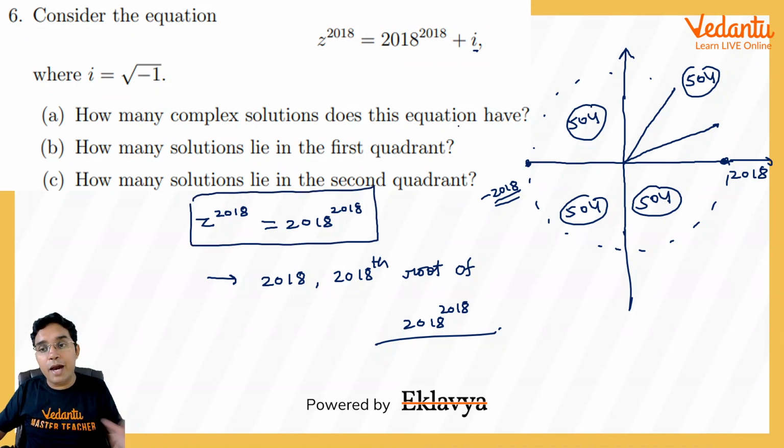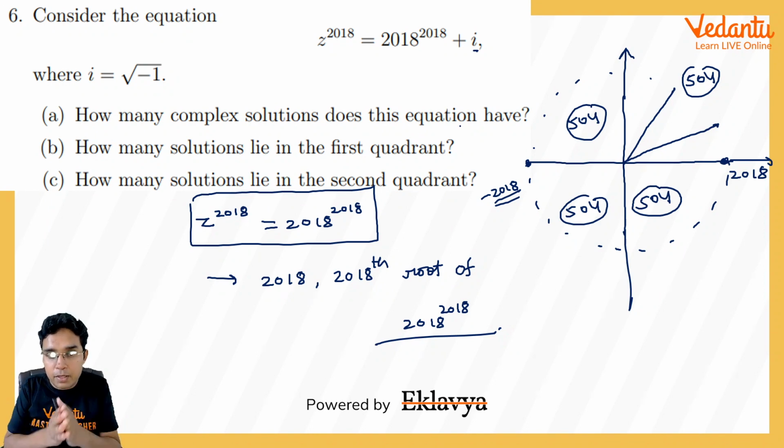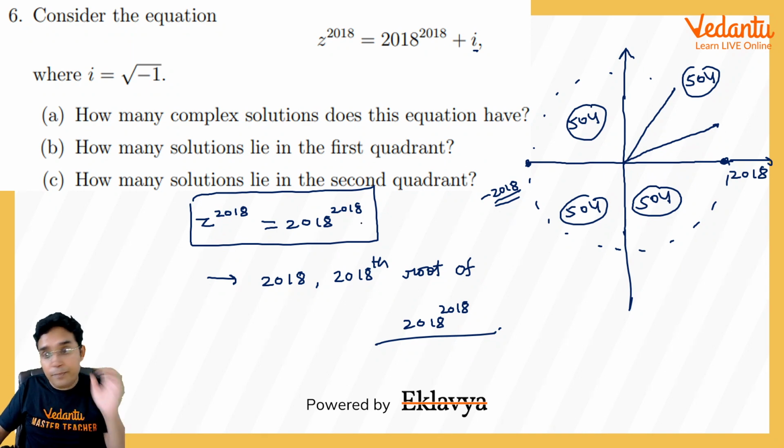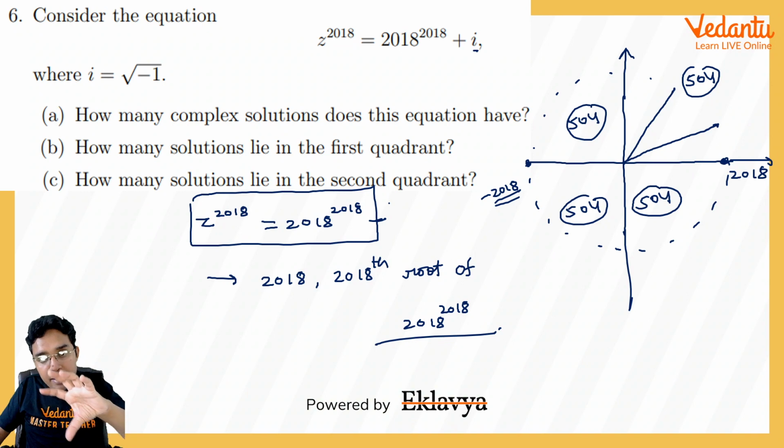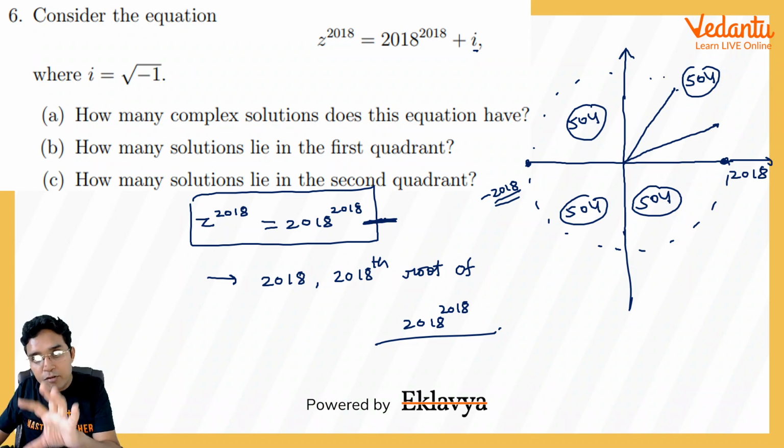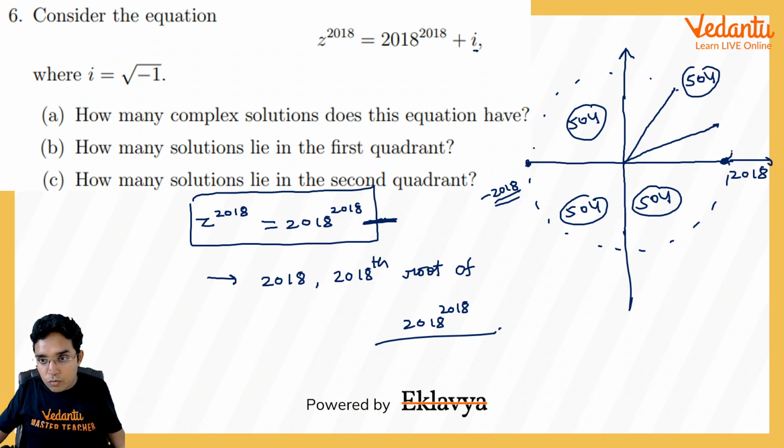Now after the introduction of iota, which is one very small difference in this complex number as compared to 2018 to the power 2018, what it will do is rotate the original complex number slightly in the anti-clockwise direction. So my original number, which was on the positive x-axis, will now be in the first quadrant. And the impact of this would be that all the solutions, ignoring this iota, would form a similar circle, but because of this iota, my first root will not be on the x-axis, but slightly inside the first quadrant.